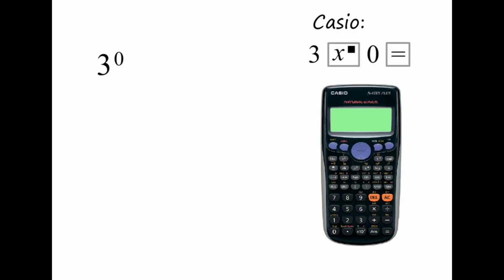Here we have a power with 0 in the exponent. Please pause and use your calculator to find its value. It is equal to 1. Were you surprised? Please pause and use your calculator to find the value of 12 to the power of 0. Again, it is equal to 1. Now calculate minus 5 all to the power of 0. Don't forget the brackets. Again, it is equal to 1.